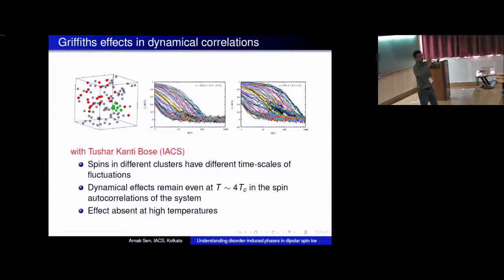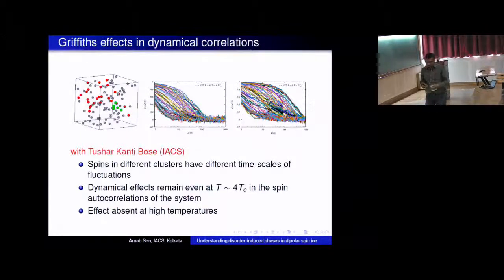Now, suppose you're not at TC, but let's say at some temperature which is significantly higher than TC. Even then, because this is a long-range interacting system, if you just look at the autocorrelation functions of individual spins here, you will see that there's a huge hierarchy of time scales. Basically, some of these ghost spins fluctuate very slowly, some fluctuate faster, some fluctuate even faster. So this is basically called a dynamical Griffiths effect.